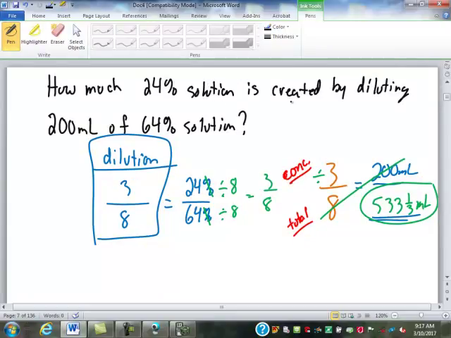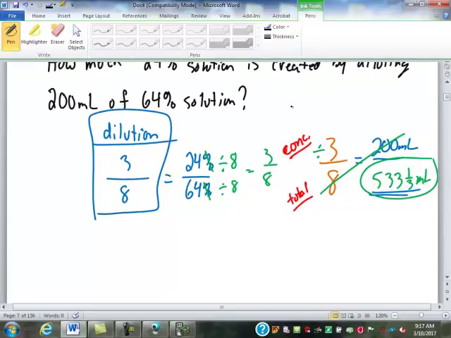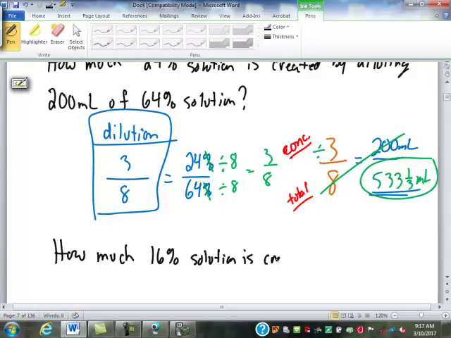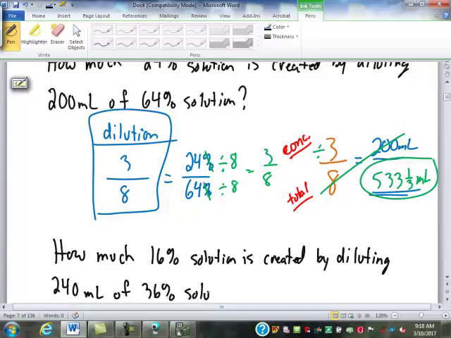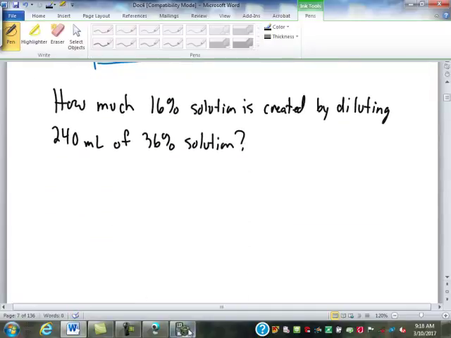So let's have you guys try one similar to that. How much of a 16% solution is created by diluting 240 milliliters of a 36% solution? Have you tried that one in your notes? And we'll talk about it here in just a minute or two.